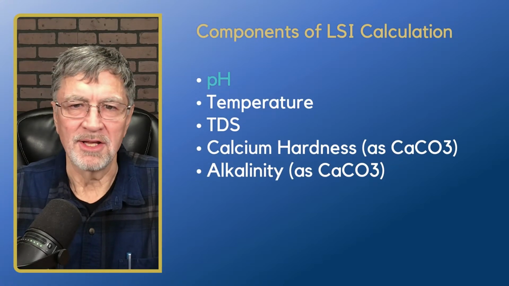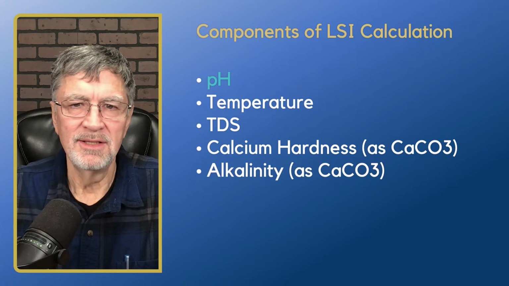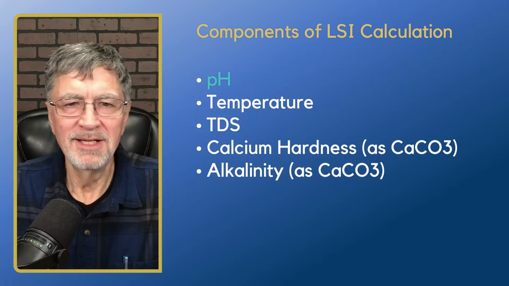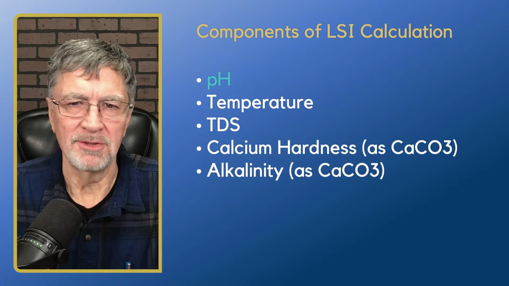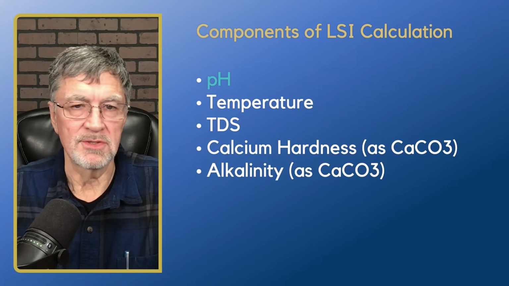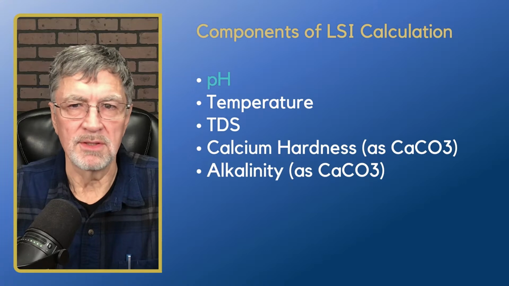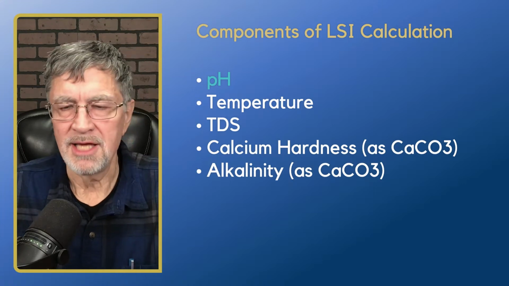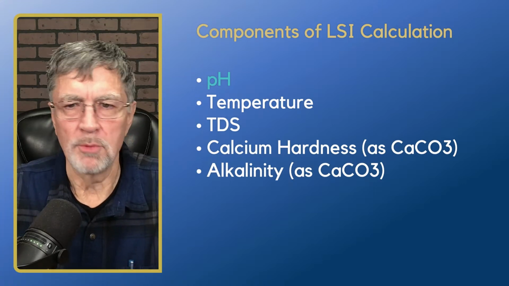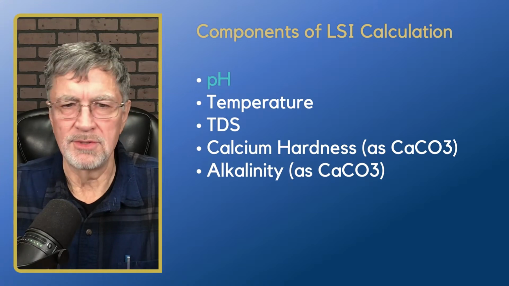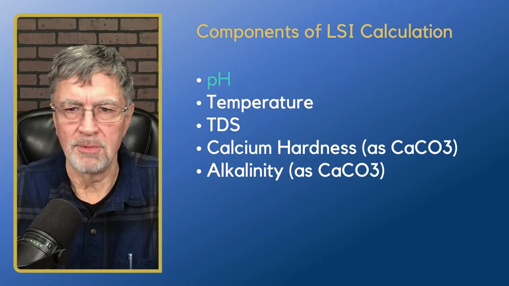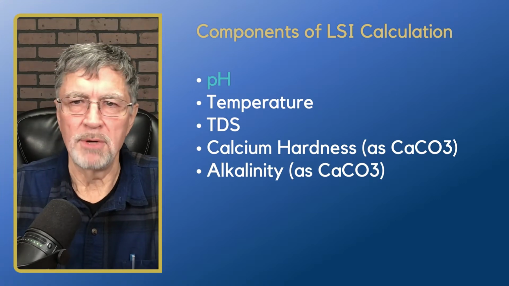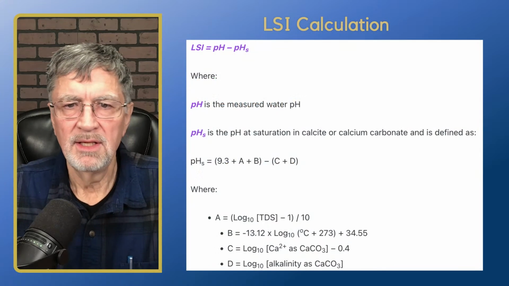So components of the LSI calculation, like I say, it's a calculated parameter. This is usually done in the lab, although you can calculate it yourself, but it's just easier to send the sample to the lab and have them calculate for you. The pH is going to be probably the biggest component of the LSI calculation, but temperature, total dissolved solids, calcium hardness, and alkalinity both enter in there, and those are normalized to calcium carbonate. So hardness is calcium carbonate, alkalinity is calcium carbonate. That's generally how you see it reported, but these are the components of the LSI calculation.